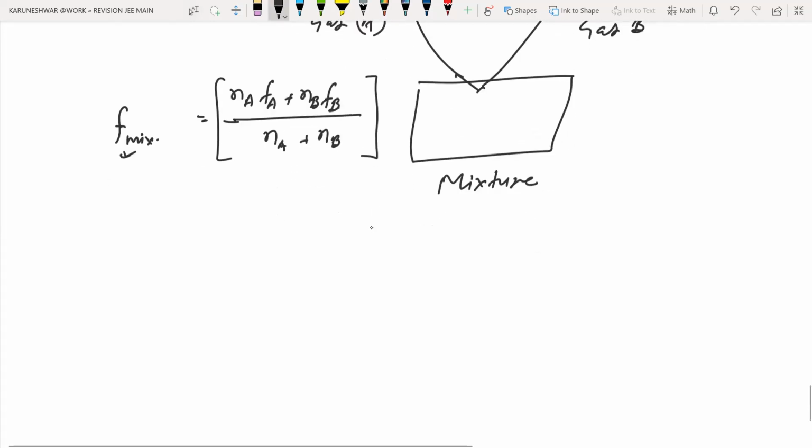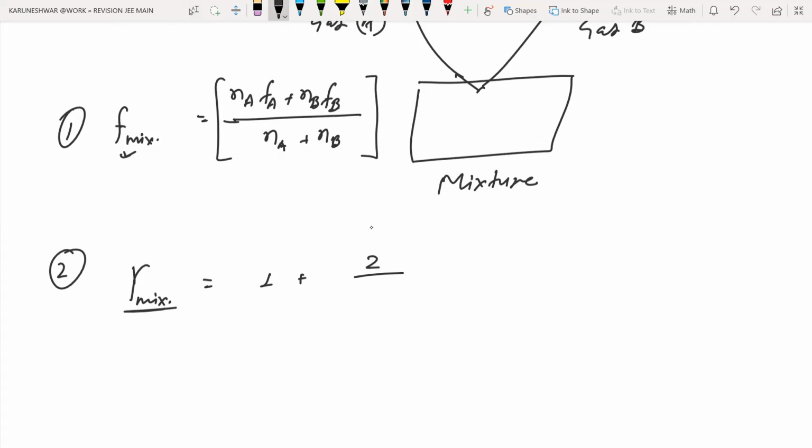Then the second quantity to calculate is gamma mixture. Sometimes this is the question asked. It has been asked already in JEE Main, I've seen it there and in Advanced also. So you can write it in terms of degree of freedom. Once you calculate the degree of freedom of the mixture, you can calculate this also.